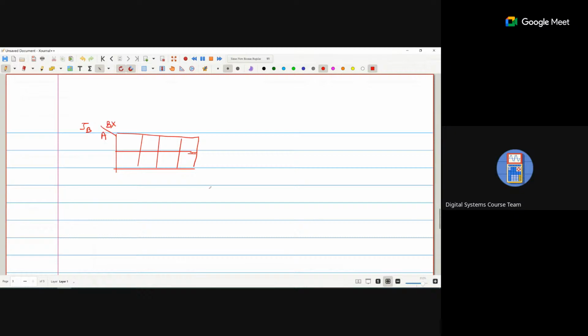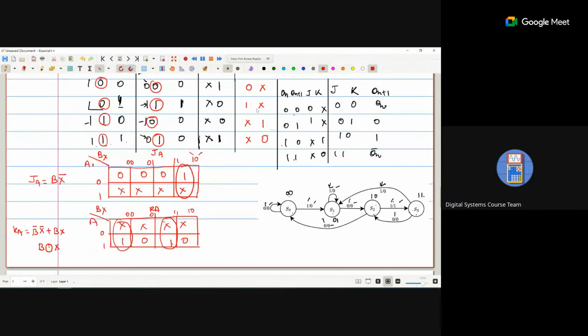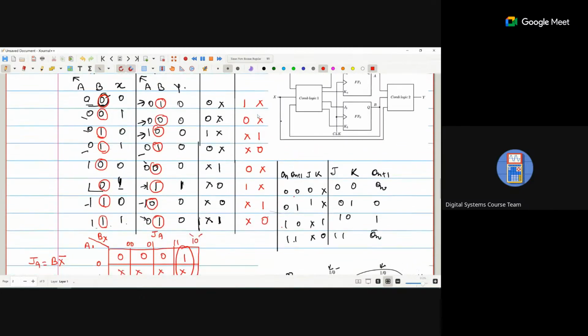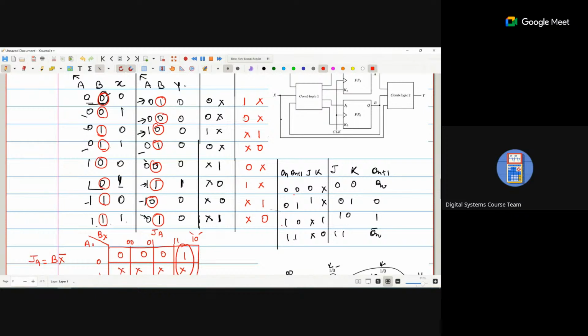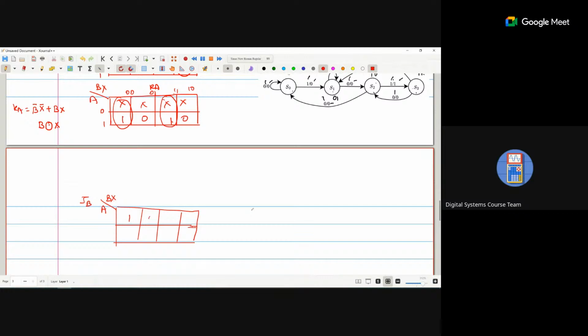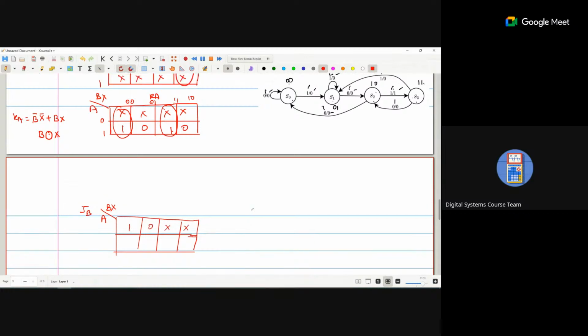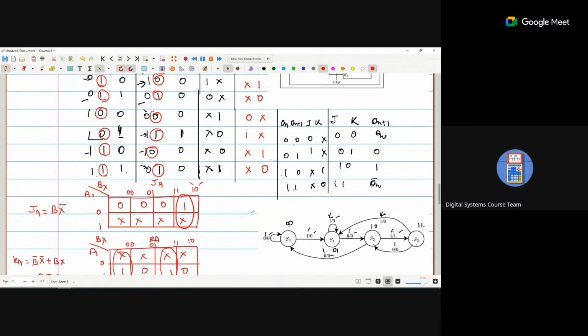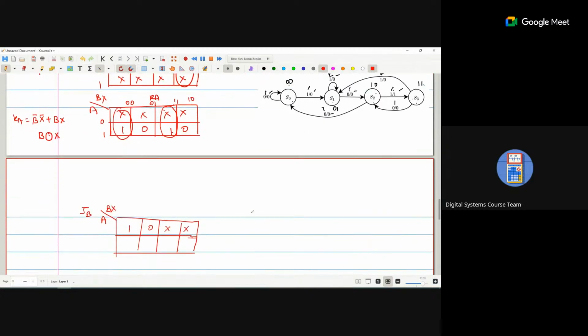A, B, and X. So JB is: first is the 1, 0, cross, cross, then 0, 1, cross, cross.